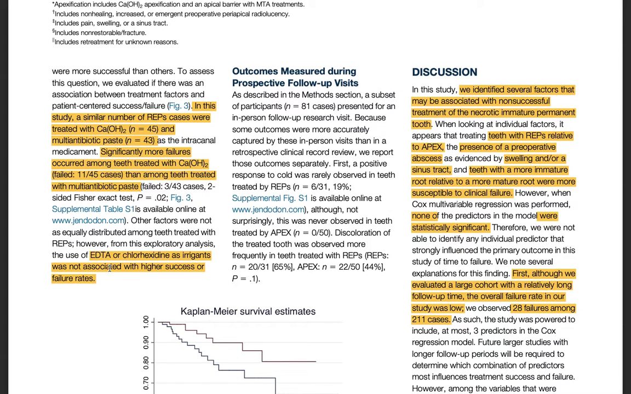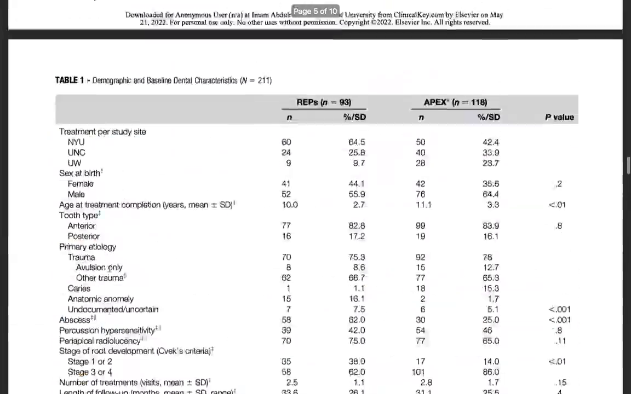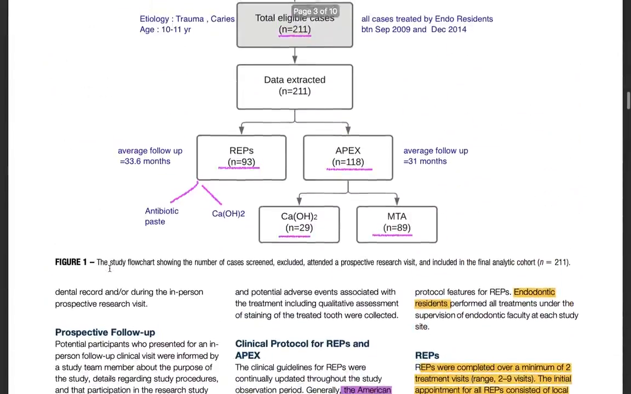However, the type of irrigation did not affect the outcome, but what affected it the most is the type of medication used. All cases with REP in this study were medicated with calcium hydroxide or antibiotic-based medication, and they found a lower success rate in the cases of calcium hydroxide. And this is, as stated by the authors, an area for further investigation.